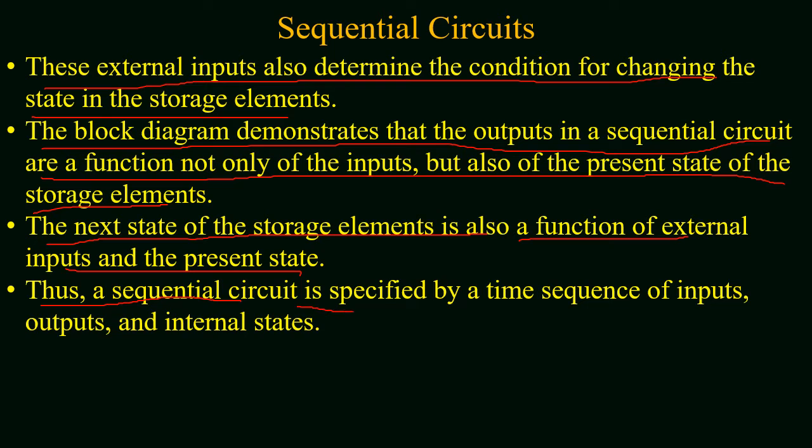Thus, a sequential circuit is specified by a time sequence of input, output, and internal states of the system, whereas, in contrast, the output of the combinational logic circuit depends only on the present value of the input.